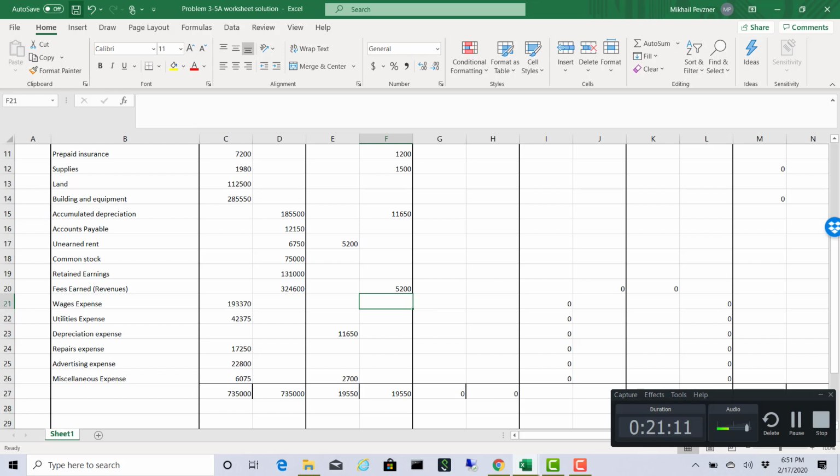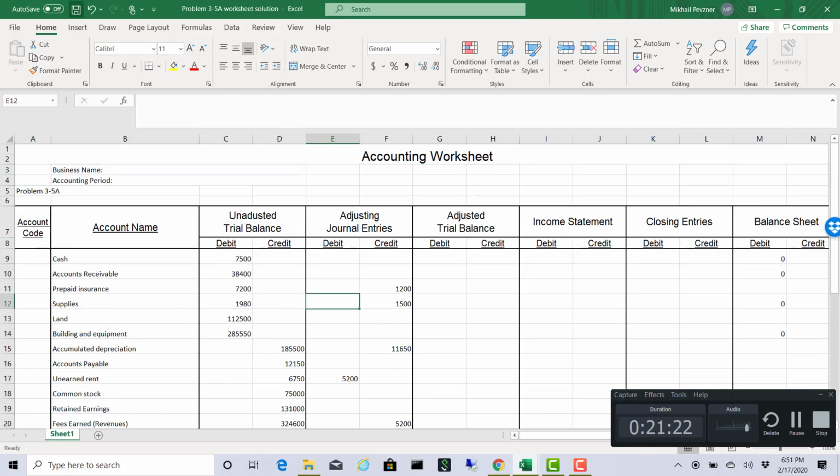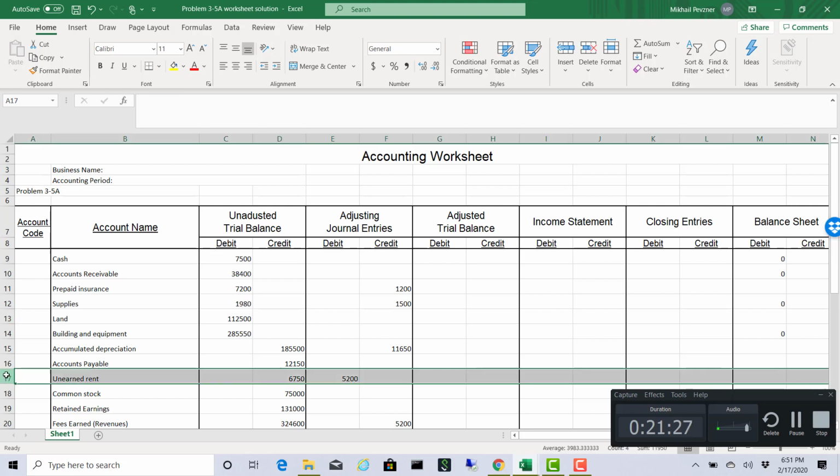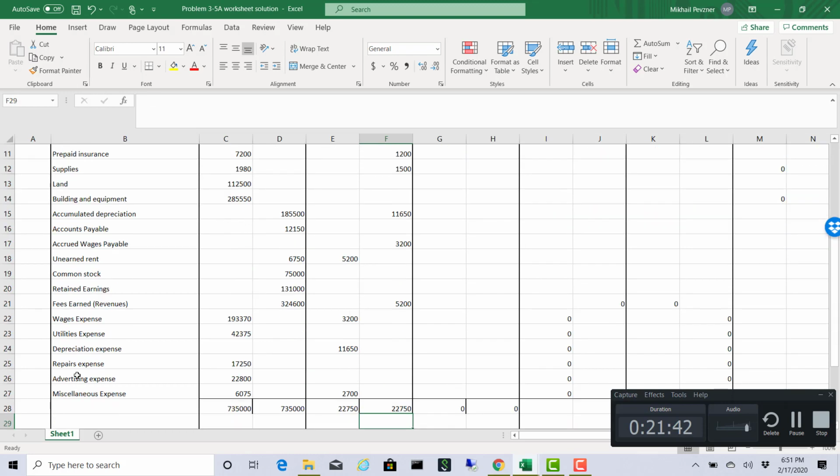Accrued salaries and wages were 3,200, so you need to debit. We said wages expense 3,200, and I need to create another account, accrued wages payable. It will be a credit of 3,200. Okay.